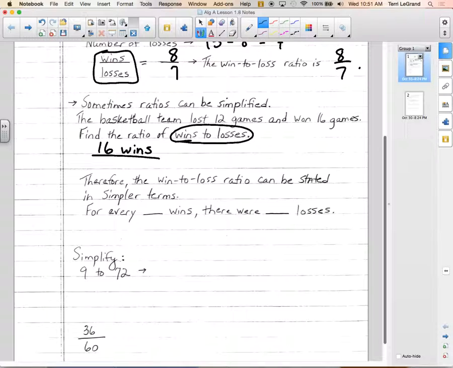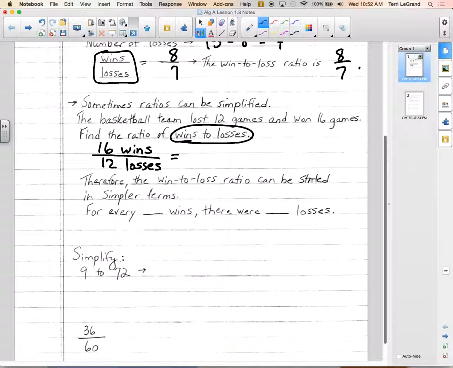Because we want to make sure that we're setting it up in the order we're supposed to. And then to losses, how many lost? 12. This time we didn't have to figure that out. So we had 16 wins to 12 losses. Then can that be simplified? So anything that goes into 16 that also goes into 12.